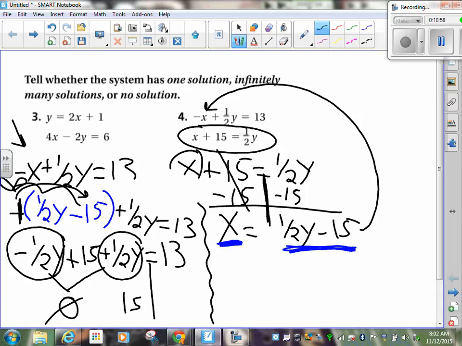15 equals 13. 15 equals 13. Is that true? No. So what kind of solution is it? No solution. So you could say no, then it's no solution. Okay?